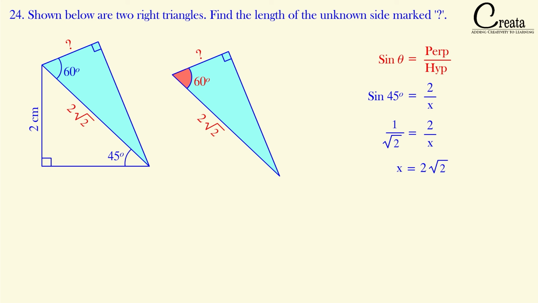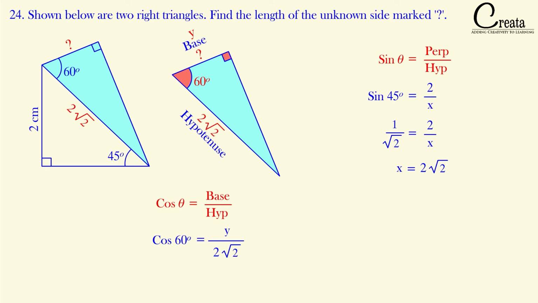Firstly, let's identify the trigonometric sides. First, the hypotenuse. Hypotenuse is the side which is opposite to the 90 degree angle. So this side is the hypotenuse, which is given as 2 root 2 centimeter. And what is the base? Base is the side between the 90 degree angle and the trigonometric angle. So this side will be the base for this triangle. Let's assume it as y. So let's proceed. What is the link between the hypotenuse and the base? It is cos theta. Cos theta is equal to base upon hypotenuse. So cos 60 degree will be equal to base upon hypotenuse.